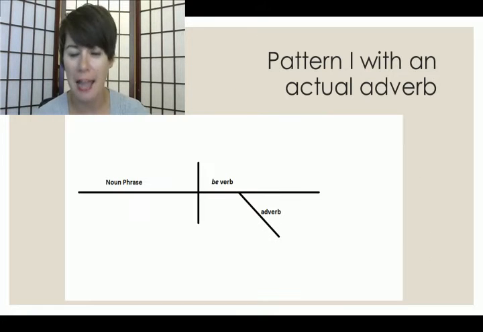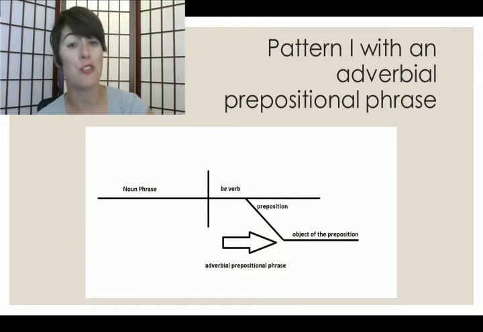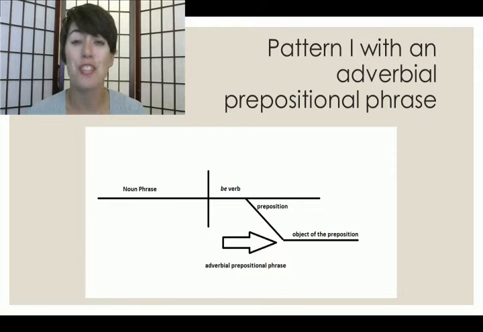If it's pattern 1 with an actual adverb, the diagram will look like this. We have our noun phrase in the subject slot, the main line bisected, the be verb in the predicating verb slot, and the adverb on a diagonal line. This is the template. We could also have pattern 1 with an adverbial prepositional phrase, and it would look like this. The noun phrase in the subject slot, the be verb in the predicating verb slot, and then our prepositional phrase, adverbial prepositional phrase required, hanging out on that L-shaped thingy underneath the main line.